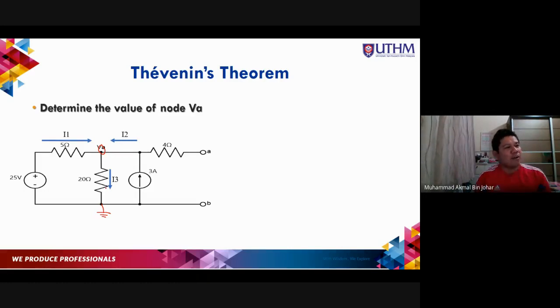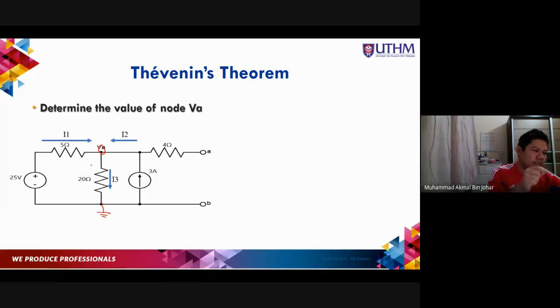So, kita tahu V Thevenin adalah voltage drop across 20 ohms. Jadi, kita fokus nak kira macam mana nak dapat current I3 supaya kita boleh kira V 20 ohms is equal 20 ohms kali dengan I3.